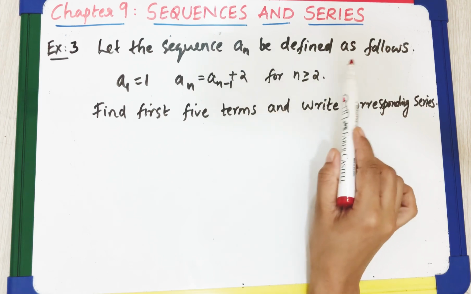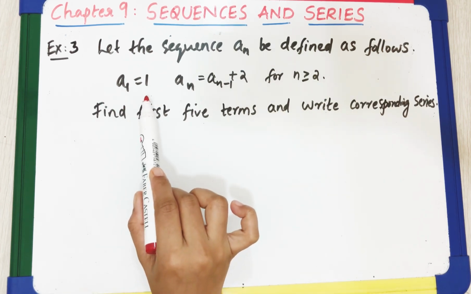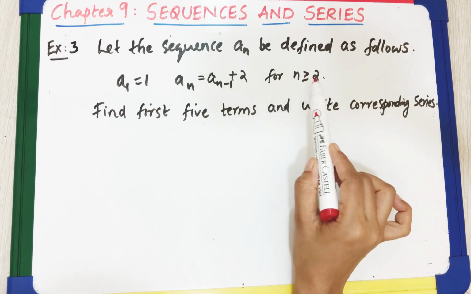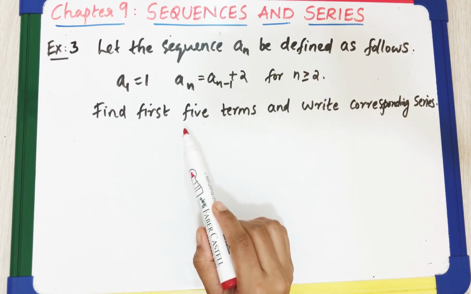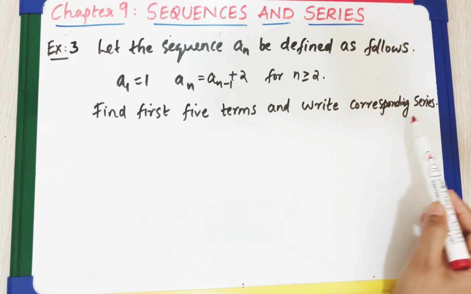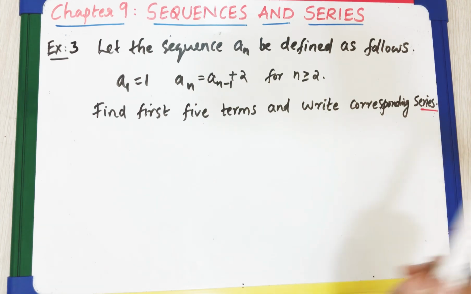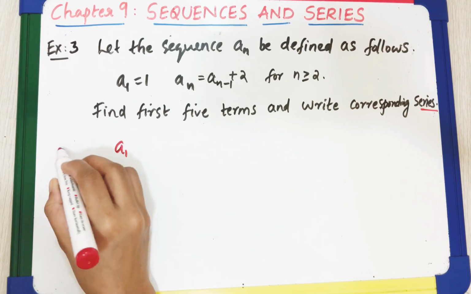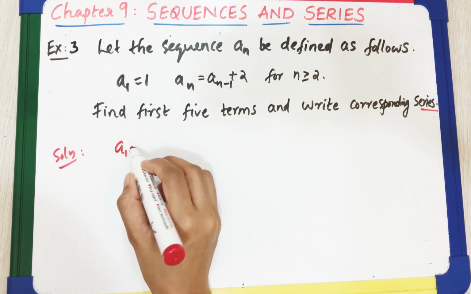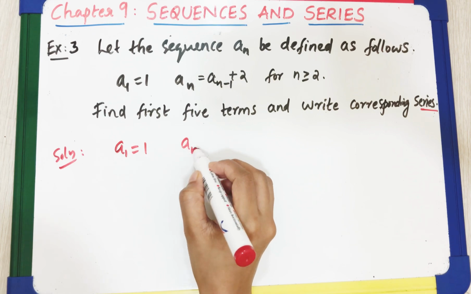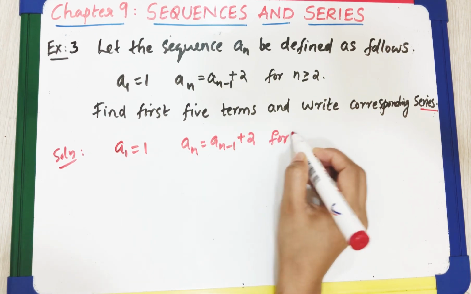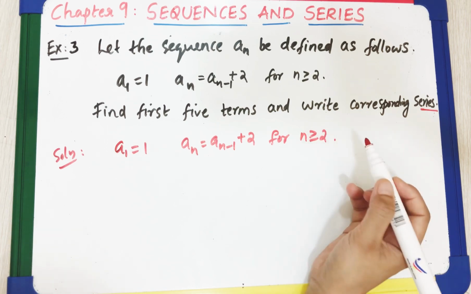Next example. Let the sequence an be defined as follows: a1 is equal to 1 and an is equal to a(n minus 1) plus 2 for n greater than or equal to 2. Find the first 5 terms and write the corresponding series. So here the sequence is defined by a1 is equal to 1, an is equal to a(n minus 1) plus 2 for n greater than or equal to 2.